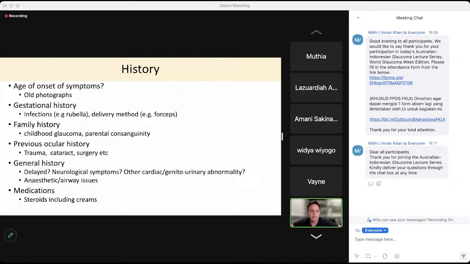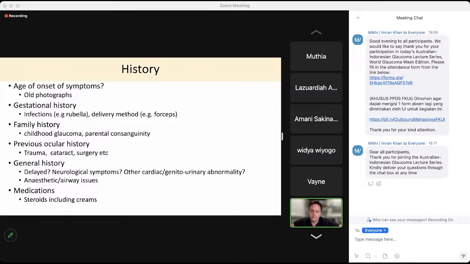And certainly, with any child, you need to be thinking about any anesthetic or airway issues that might be important, because most of these children will need an EUA under anesthetic. Also ask about previous use of medications, with particular attention to any steroid-related medications, particularly in older children, for example, with atopy.